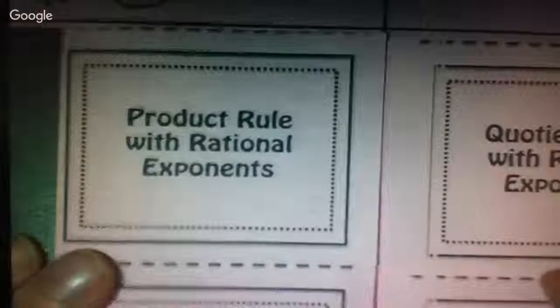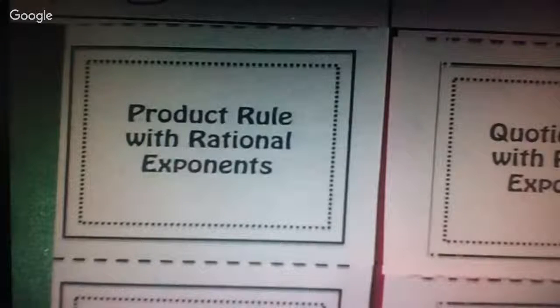Okay. Let's talk product rule. Listen, your rules are not going to change just because I'm throwing fractions at your face. So, product rule. Product rule said if I have x squared times x to the 3rd, that becomes x to the 5th. What did I do to my exponents? 2 plus 3. Well, guess what? Just because they're fractions doesn't change it. I still add my exponents.